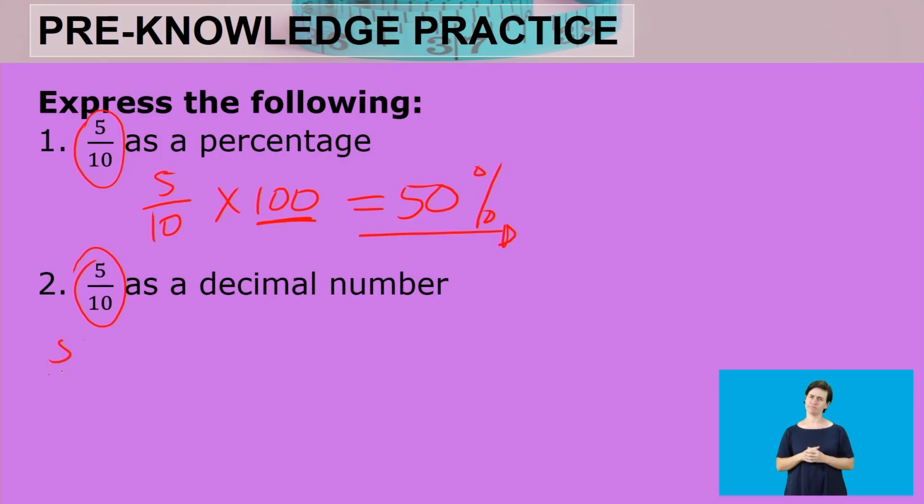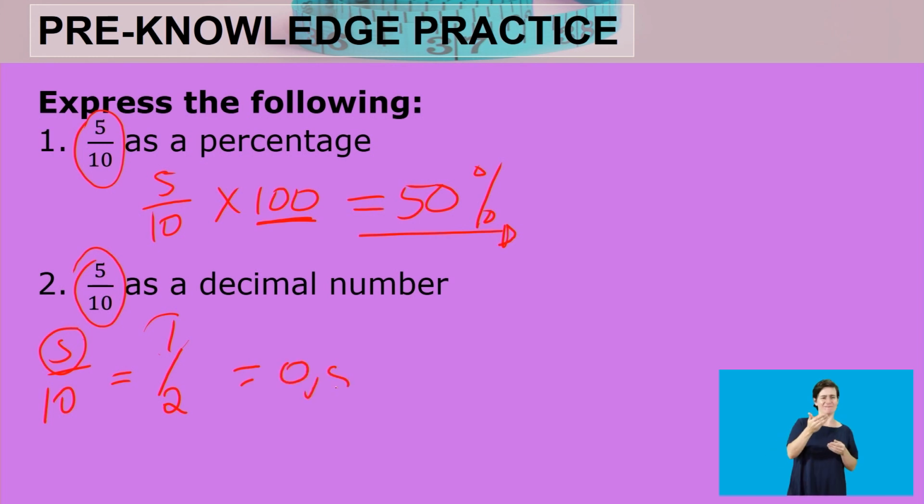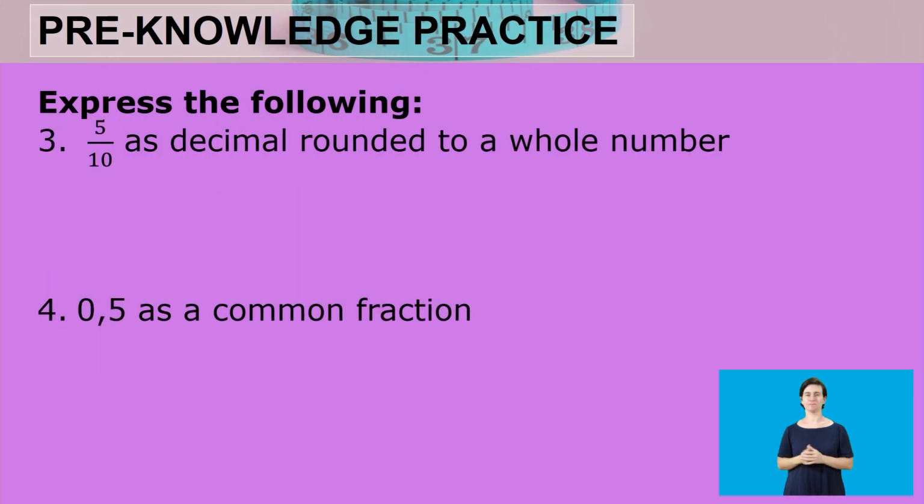So 5/10 in its simplest form is actually 1/2. Why do we say it's 1/2? Because 5 goes 2 times into 10 and it goes once into 5. So it's 1/2. But 1/2 is half. So what is half? It is actually 0.5. So this is 5 divided by 10 as a decimal number.